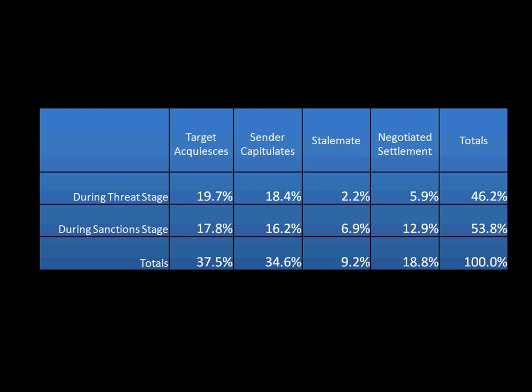There are a lot of other things to talk about here, but I'm going to leave it there. You can pause the video and look more at this crosstab if you'd like to and spend a little more time figuring out what's going on and where the outcomes are going when you have sanctions being threatened or imposed.